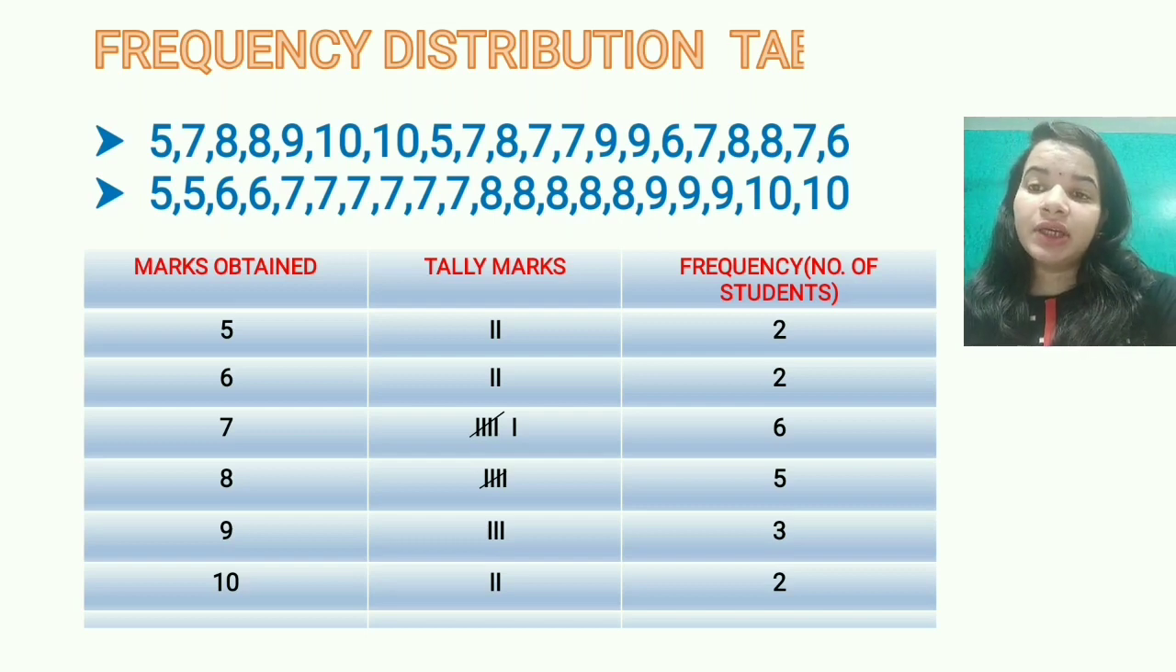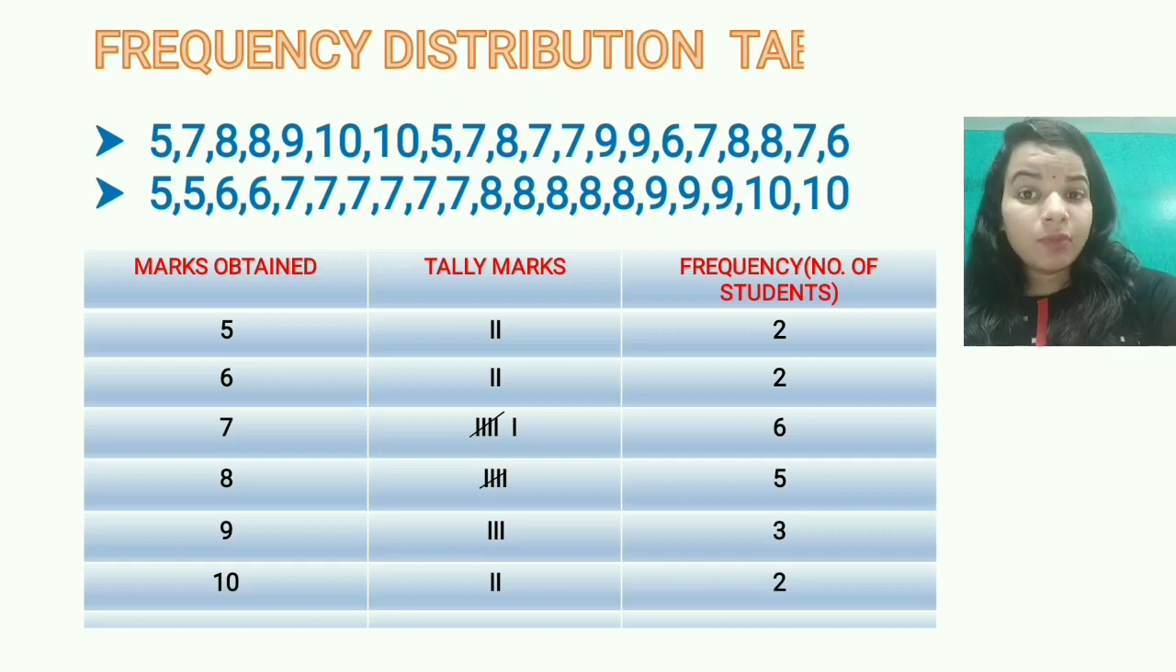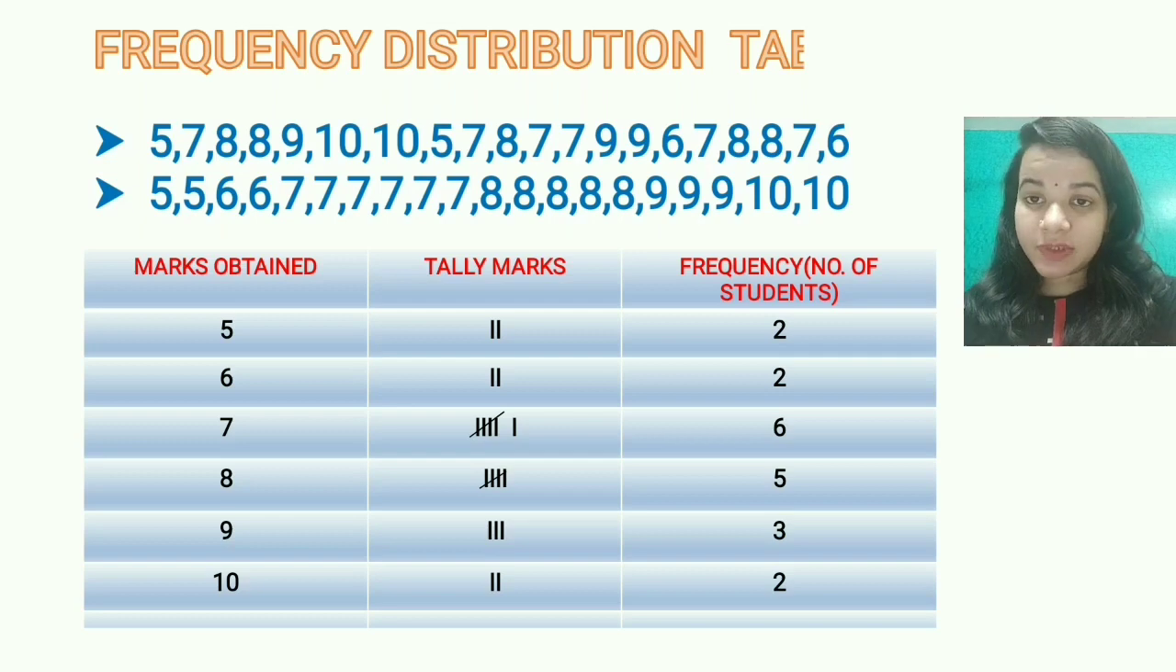Next thing you see here is tally marks. I'll tell you about tally marks also. And the third thing that you find in this table is frequency. I have already told you about frequency, right? Now seeing the data arranged in ascending order, you can easily tell the frequency, children. Like 5 is occurring how many times? It is occurring 2 times. So the frequency is 2.